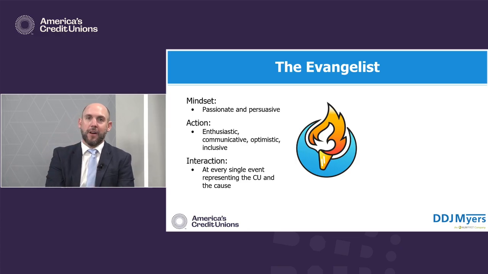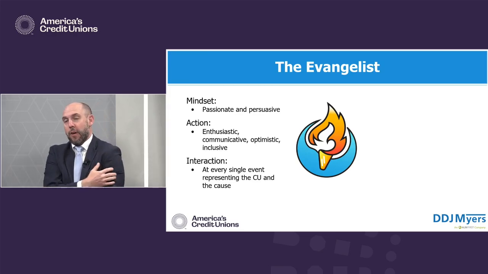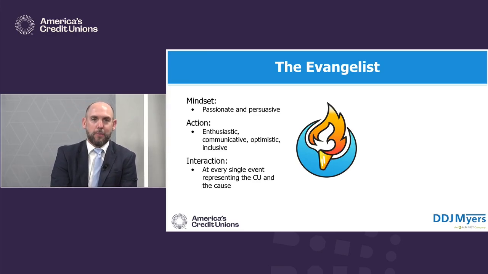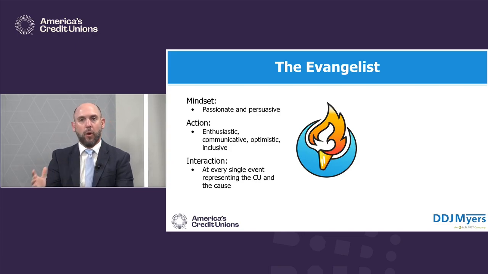One way I like to think about it is, if they have a tattoo, it might be the 7 cooperative principles tattooed on their huge biceps. So their actions are enthusiastic, communicative, optimistic, inclusive. They absolutely are out there in the industry and at the various conferences, and they know everyone, and they're definitely connecting people. Every single event, representing the credit union and the cause.